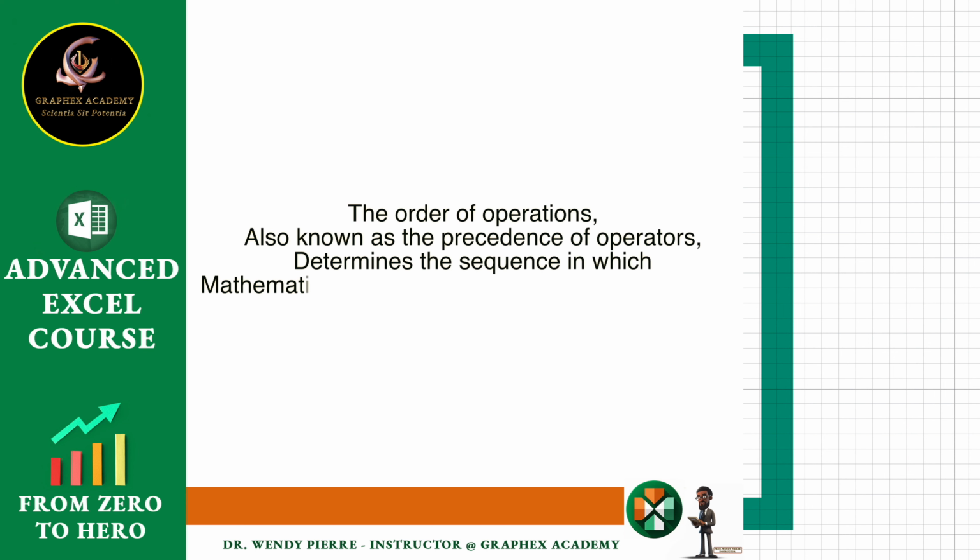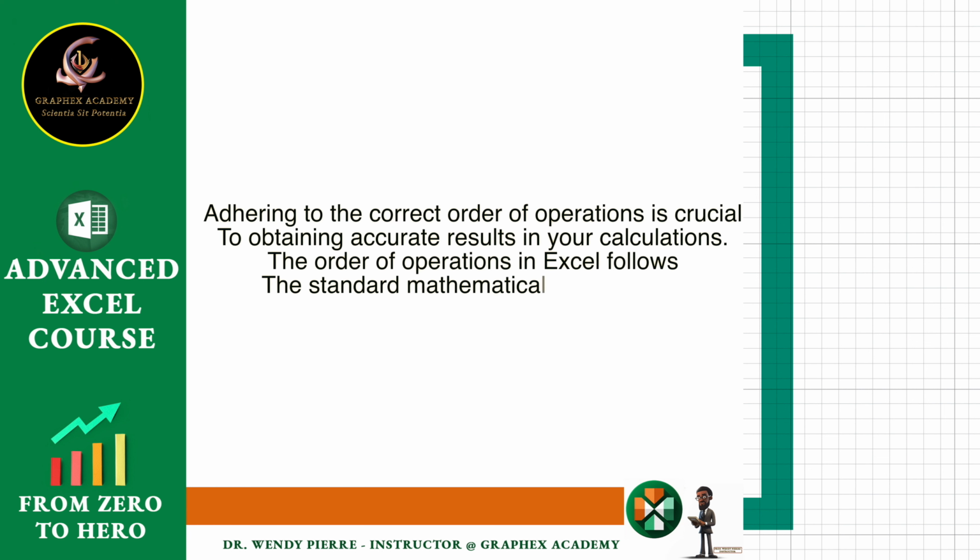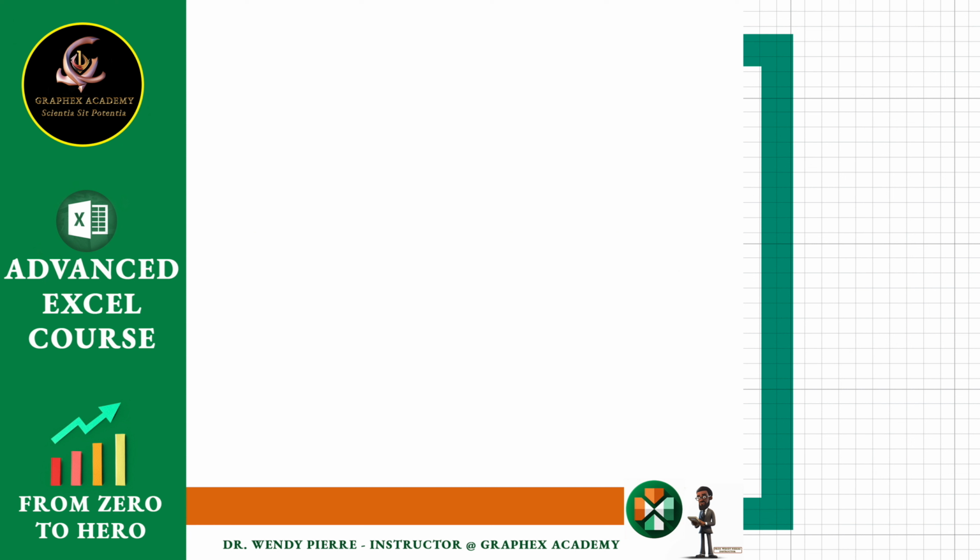Hello guys. Welcome to our lecture. Today we are going to talk about order of operation. The order of operations, also known as the precedence of operators, determines the sequence in which mathematical operations are performed in a formula. Adhering to the correct order of operations is crucial to obtaining accurate results in your calculations. The order of operations in Excel follows the standard mathematical conventions.